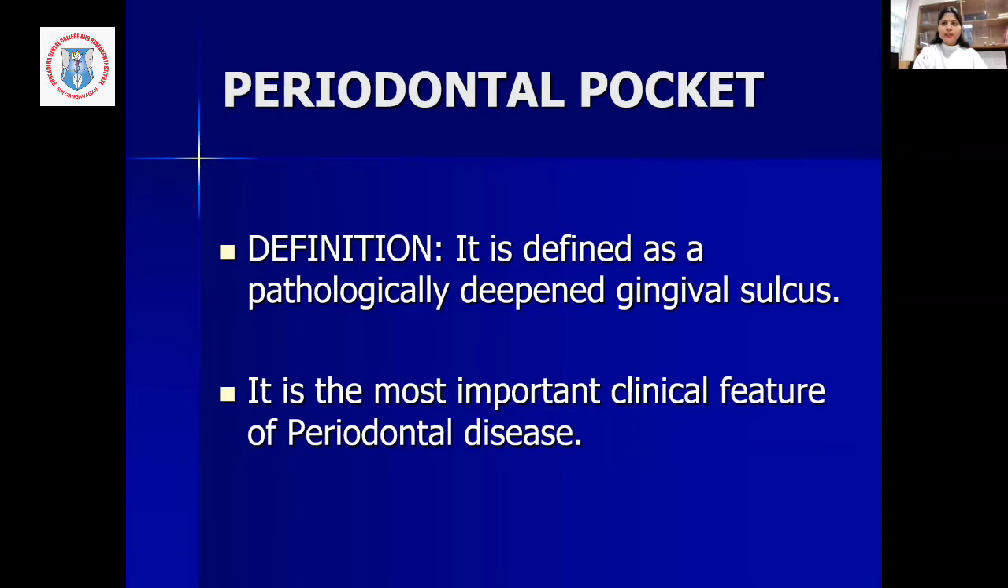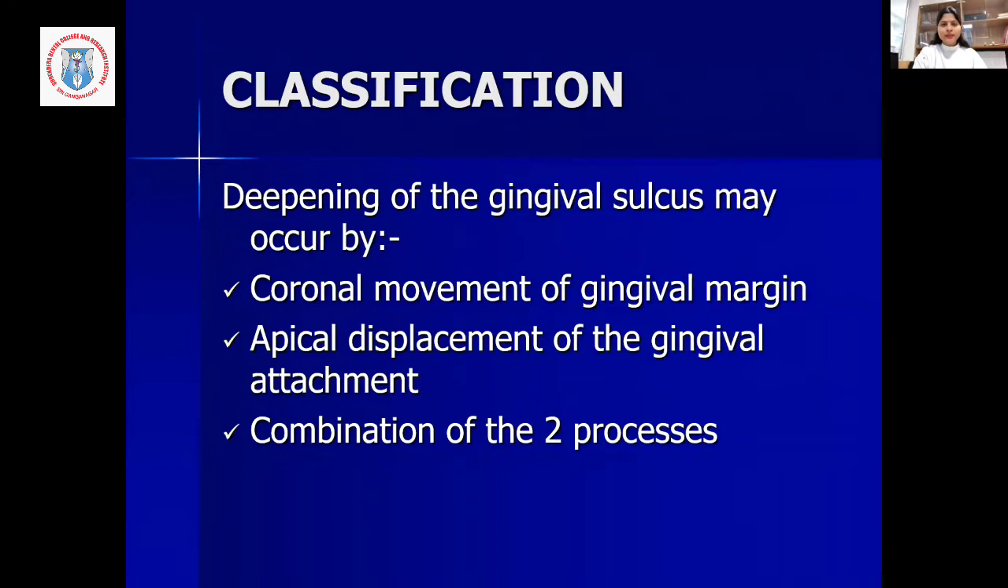If a periodontal pocket is present, we generally diagnose it as a periodontitis case, that is, periodontal disease is present. Now, the gingival sulcus is lined by the tooth on one side and the gingival epithelium on the other side. Now, there can be either coronal movement of the gingival margin, or the gingival attachment can be apically displaced, or both the coronal movement of the gingival margin and the apical displacement of the gingival attachment can be present.